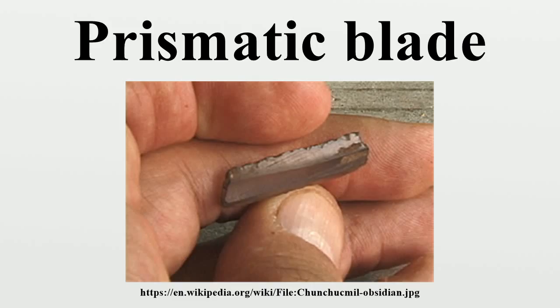Morphology. Prismatic blades are often trapezoidal in cross-section, very close in appearance to an isosceles trapezoid. Triangular blades are also common.